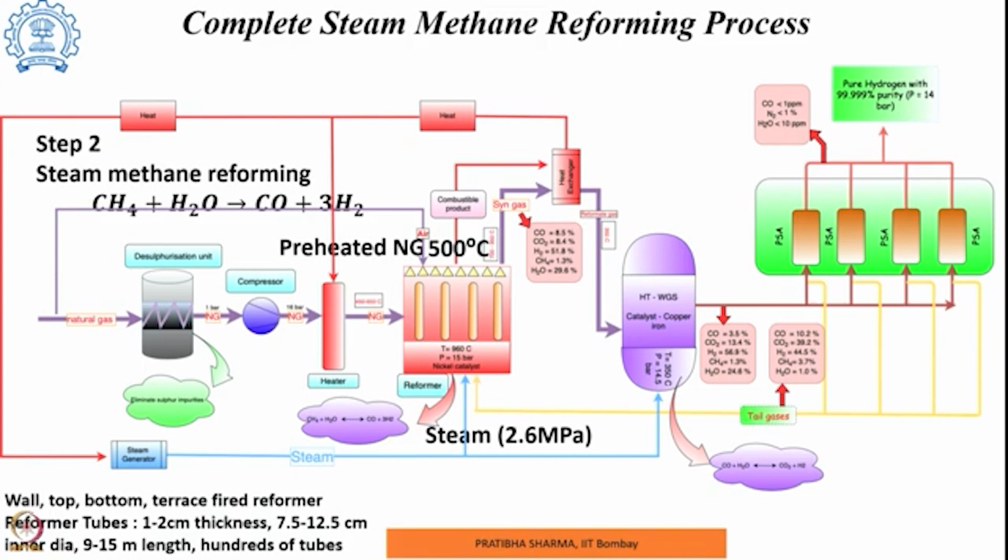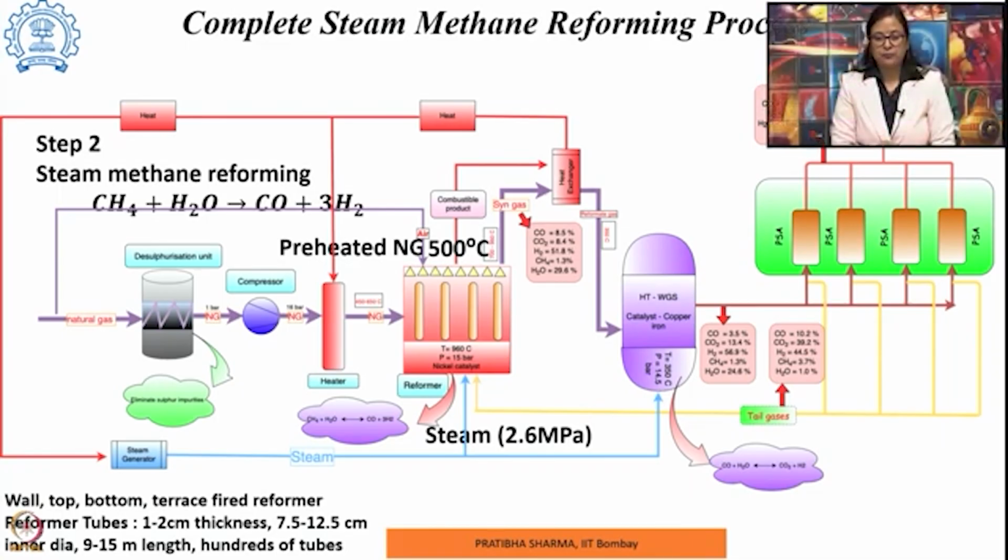In an industrial scale steam methane reformation plant, there are hundreds of such tubes arranged in a reformer, where the length of these tubes is somewhere around 9 to 15 meters. Its inner diameter is around 7.5 to 12.5 centimeters with a thickness of 1.2 centimeters.